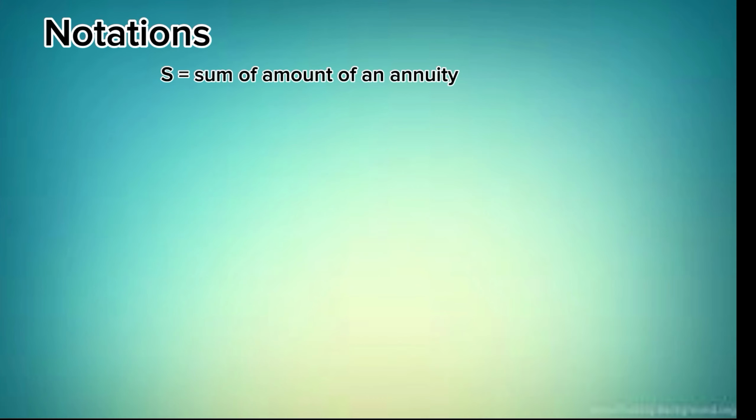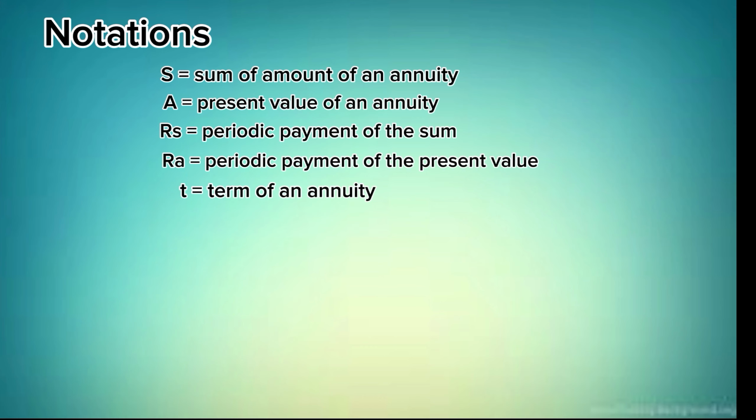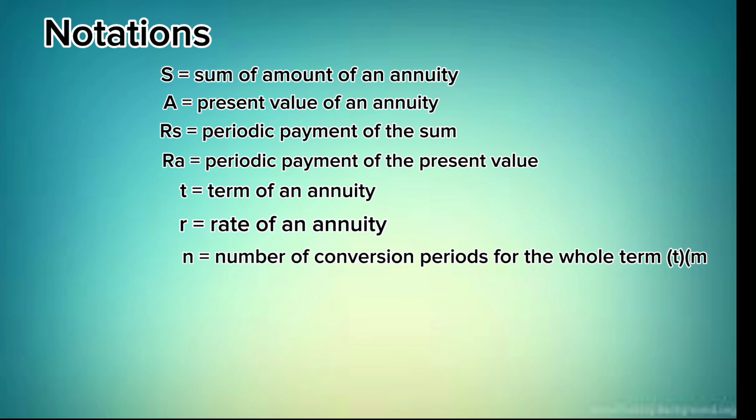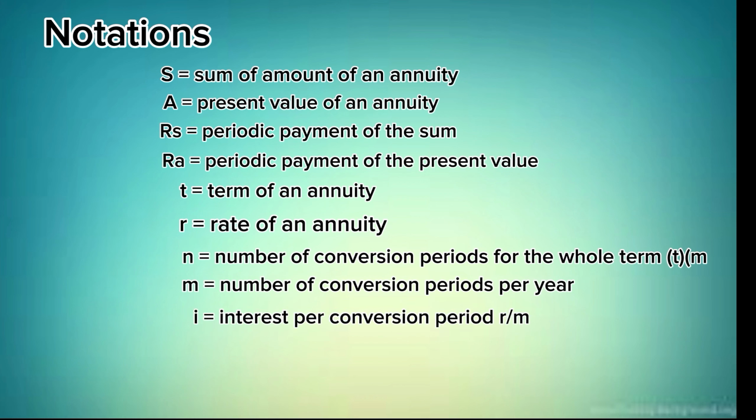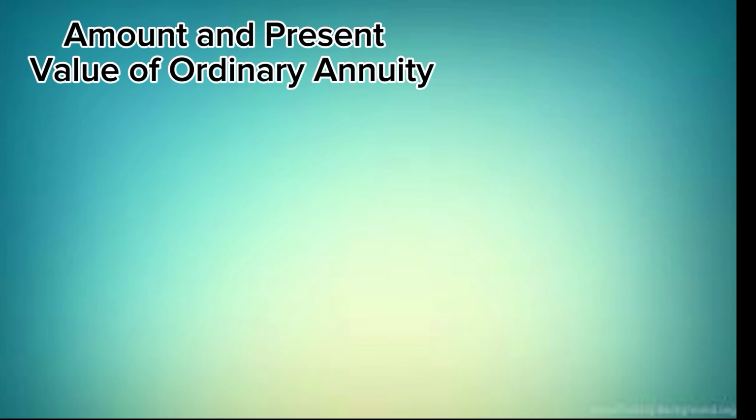Notation: S equals sum or amount of an annuity. A equals present value of an annuity. RS equals periodic payment of the sum. RA equals periodic payment of the present value. T equals term of an annuity. R equals rate of an annuity. N equals number of conversion periods for the whole term. M equals number of conversion periods per year. I equals interest per conversion period, R over M. AO equals ordinary annuity. A2 equals annuity due. AD equals deferred annuity. So, how are we going to solve for the amount and the present value in the annuity?